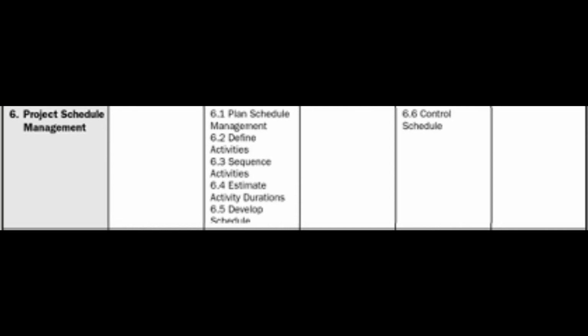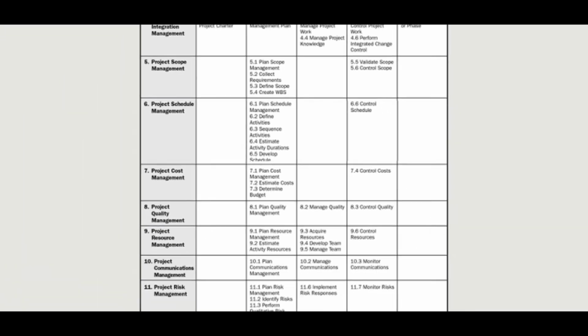Now, if we look at the project management process group chart, the project schedule management knowledge area consists of 6 different parts, out of which 5 parts, plan schedule management, define activities, sequence activities, estimate activity durations and develop schedule, come in the planning process group, whereas control schedule consists of the monitoring and controlling process group.